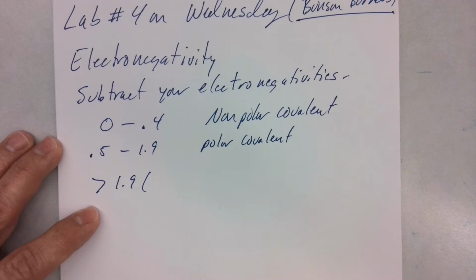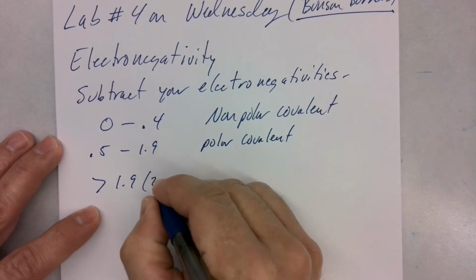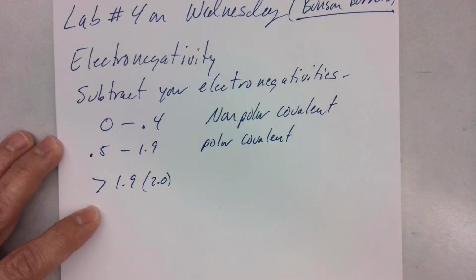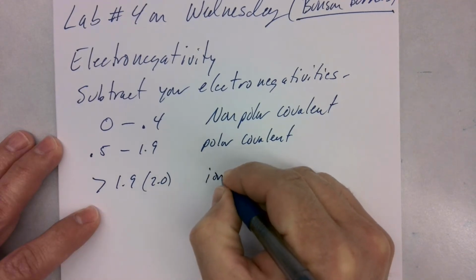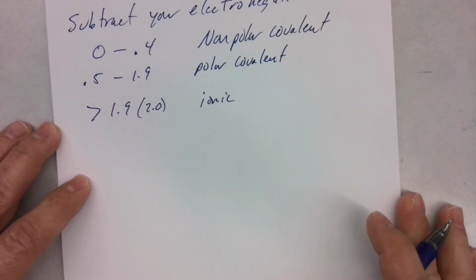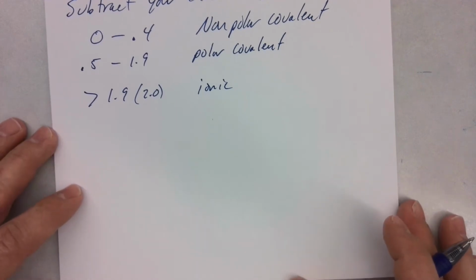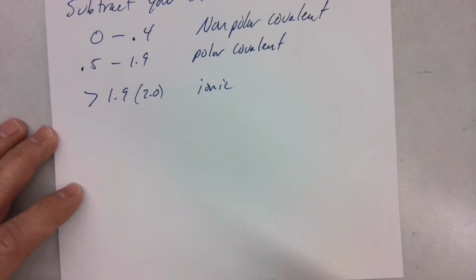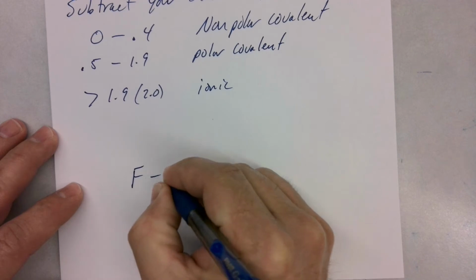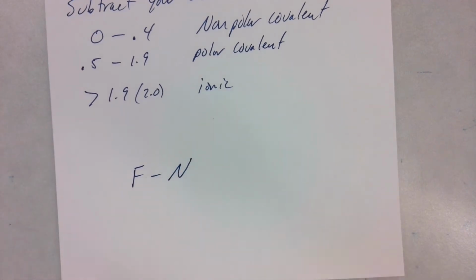If we're only going by a tenth, what does it have to be here? Doesn't have to be a 2.0, right? Then it is going to be ionic. Okay? So what they'll do is they'll say, okay, let's look at the FN bond. Let's figure out what it is.